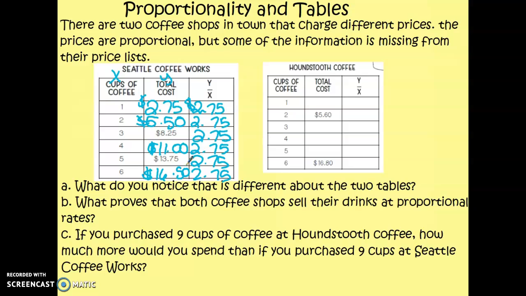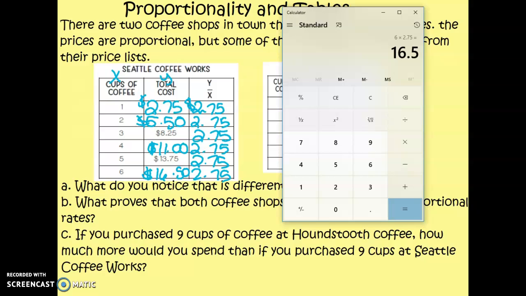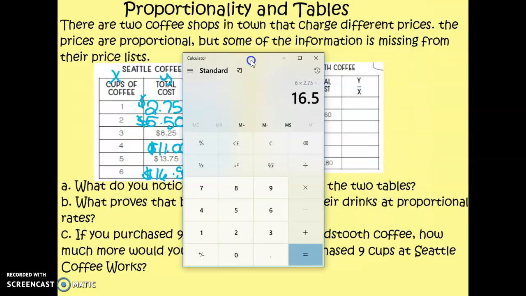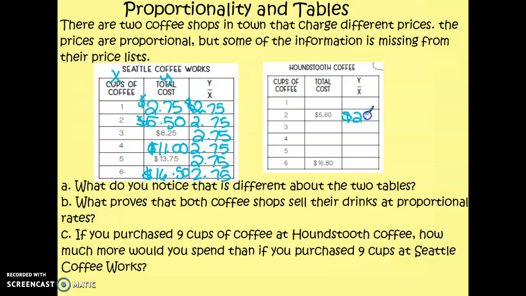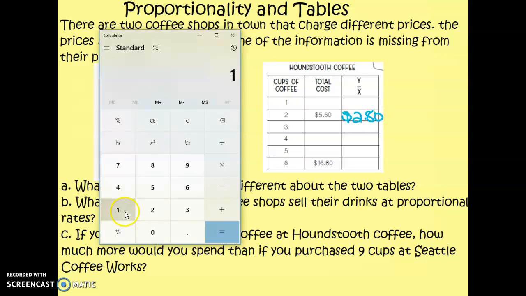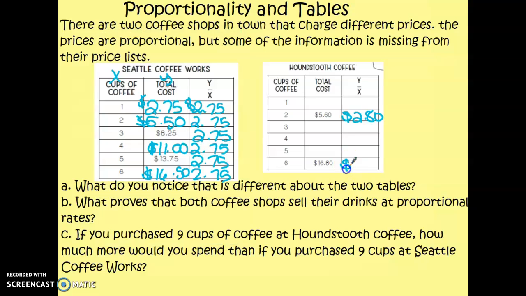Alright, so what do you notice that we haven't filled in the other table, so we can't answer this question yet. Alright, so the next table is, move my calculator over. Okay, I'm going to take my $5.60 and divide by 2 and get $2.80. Okay, let's double check using this last one. So $16.80 divided by 6 is $2.80. So we know all of these will be $2.80. They tell us that in the word column.